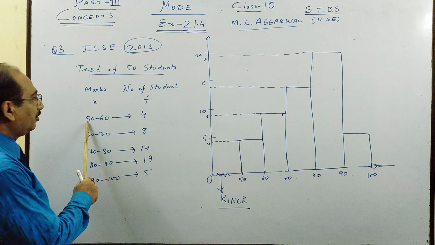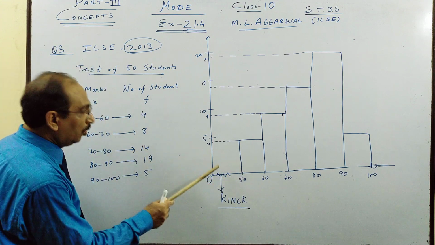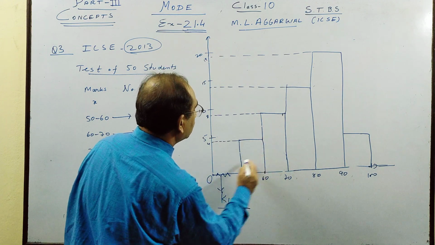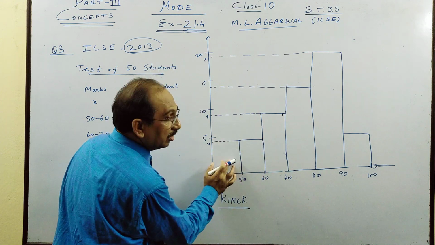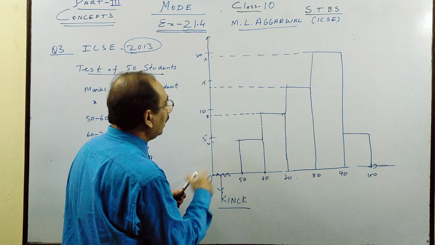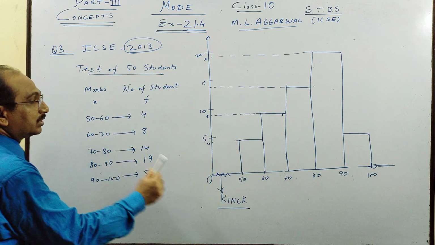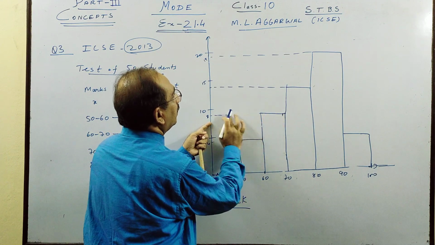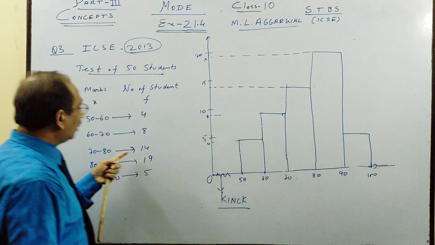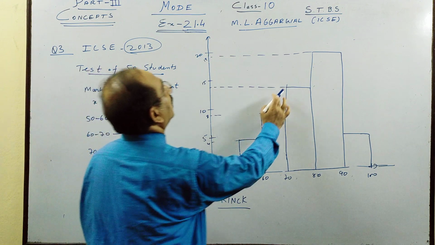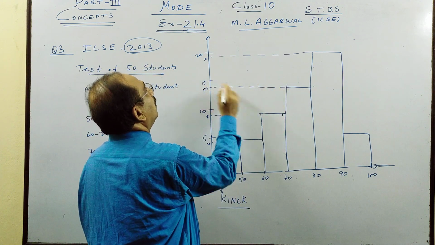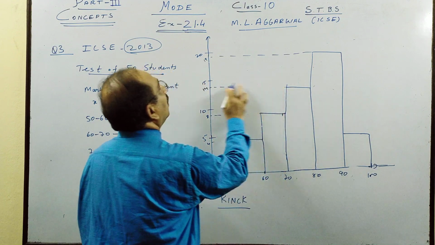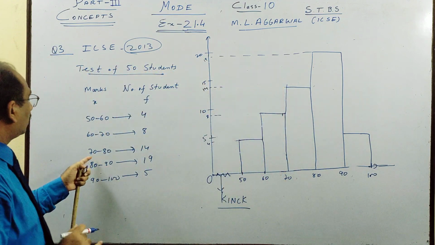So see here, 50 to 60 we have 4. This one leave blank. This is not a histogram, just I am showing you this is up to 4. 60 to 70 you draw up to 8. This is not needed if you do it on graph paper. 70 to 80, 14. So this is 14. So really you don't need to draw if you are doing it on graph paper.